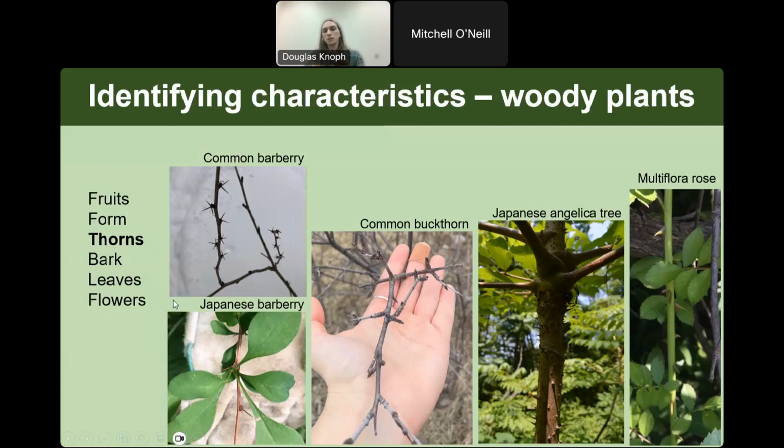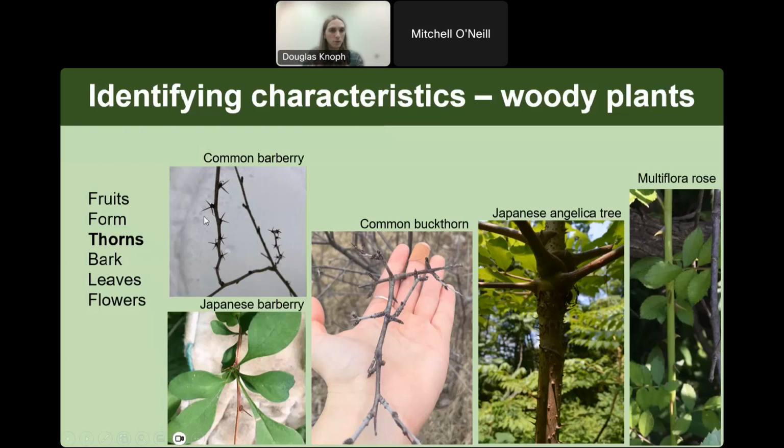And thorns can also be used to tell apart certain species that share a genus. So for common barberry versus Japanese barberry, they both can look very similar, especially in the winter when there's no fruit or leaves left on them. But a Japanese barberry will always have these clusters of a single thorn, while in common barberry, also called European barberry, they'll have these groupings of 3 to 5 thorns in a cluster.